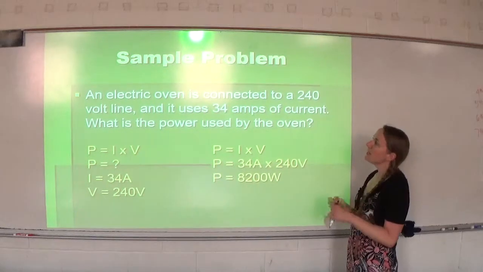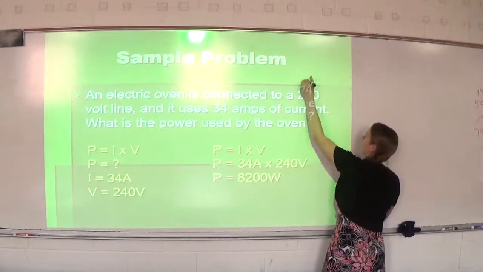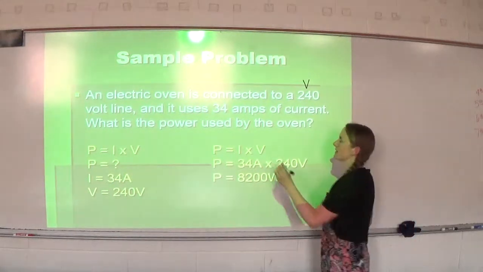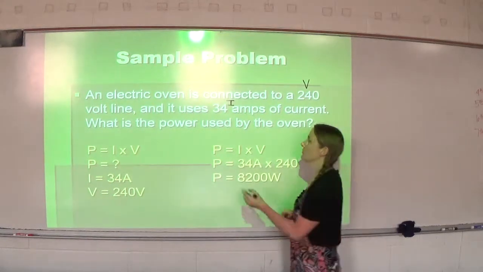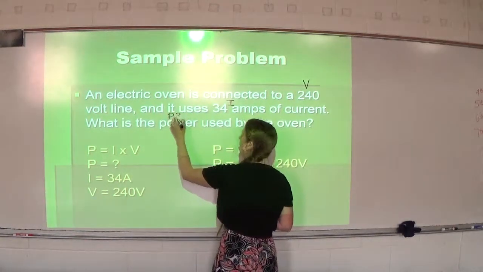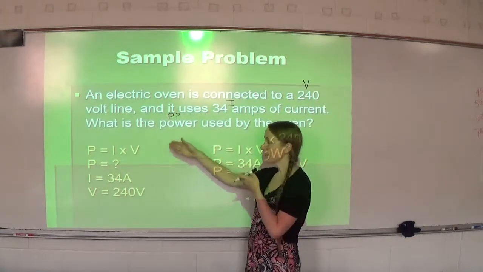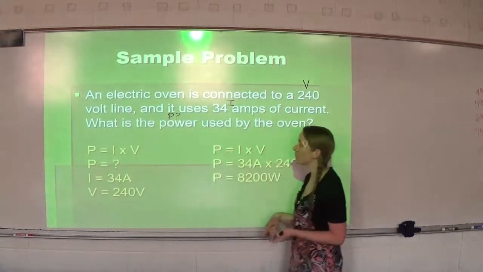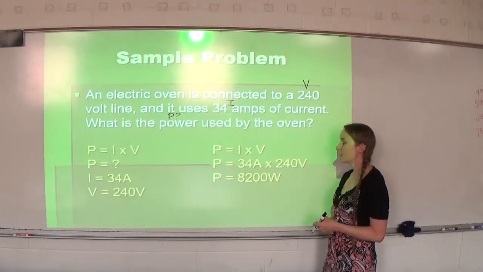It says, an electric oven is connected to a 240 volt line. So there's my V. And it uses 34 amps of current. So there's my I. What is the power used by the oven? So I'm looking for power. Remember, my formula is power equals current times voltage. My current's 34, my voltage is 240 volts. So I do 34 times 240, and I get 8,200 watts.